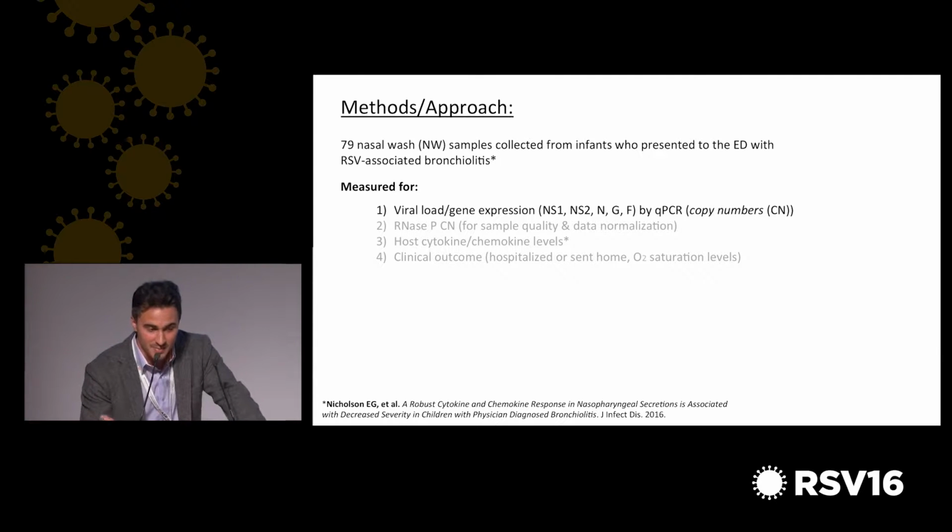So then I measured viral load and gene expression by measuring the abundances of NS1, NS2, and G genes by qPCR in each sample. And I also measured RNase P copy number, and RNase P is a host housekeeping gene to determine sample quality and for data normalization. And we also measured the host innate immune response by measuring levels of a diversity of cytokines.